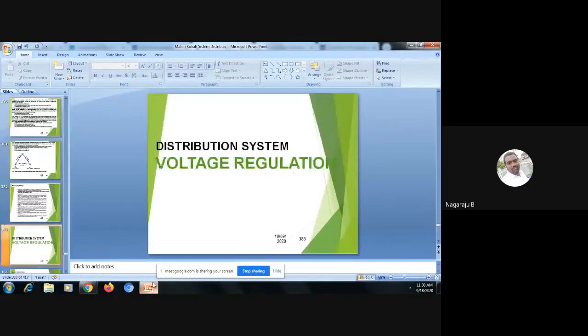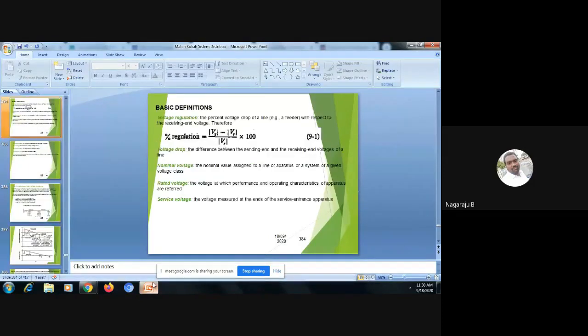Next, there are only two topics. Voltage regulation, because I am going for the voltage drop calculations. So I am going for the voltage regulation. Voltage regulation is nothing but the percentage voltage drop of a feeder with respect to the... These are the basic definitions.